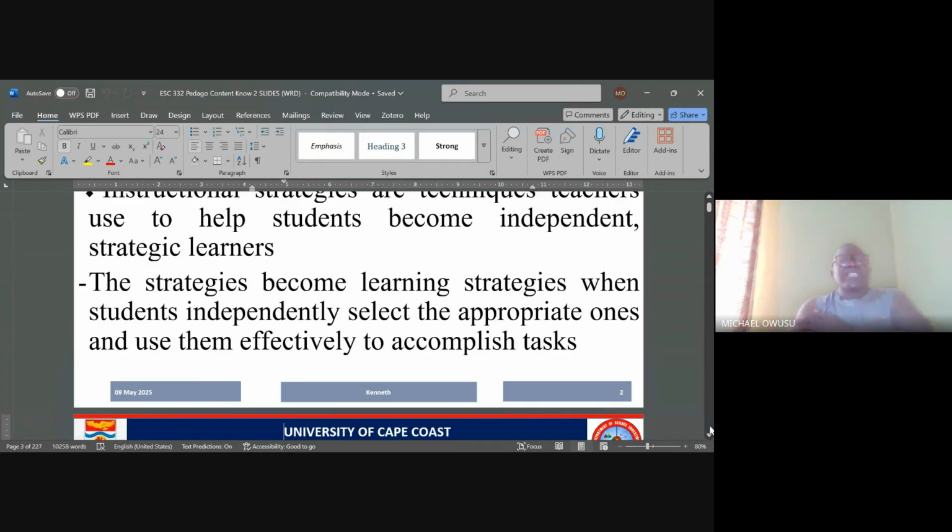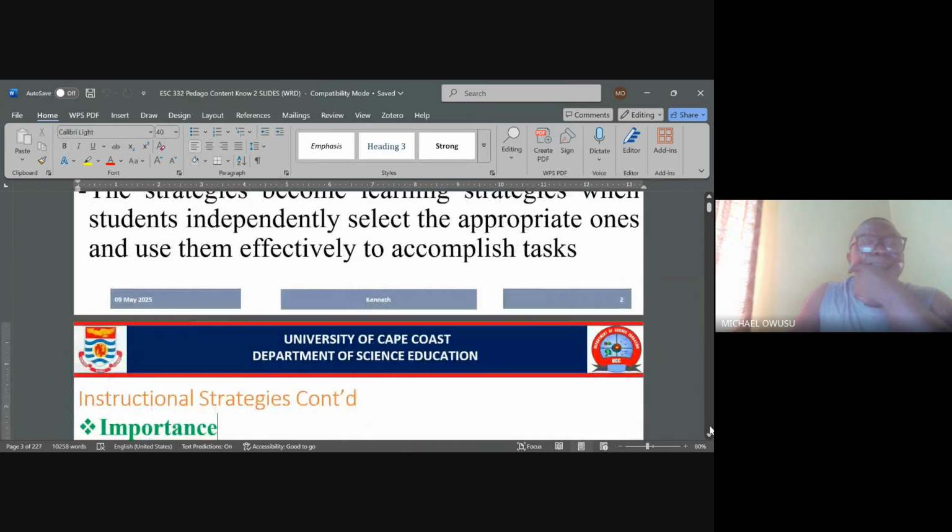So with the strategies that you give to them for them to become strategic learners, the students themselves should be in a position to select the appropriate strategies that will help them to accomplish the task before them effectively. Then we can say that your students have become strategic learners.